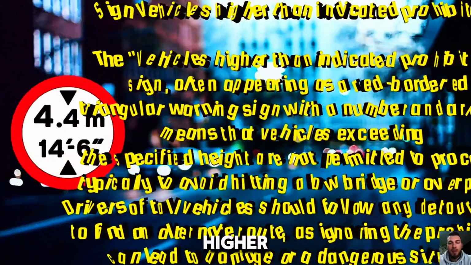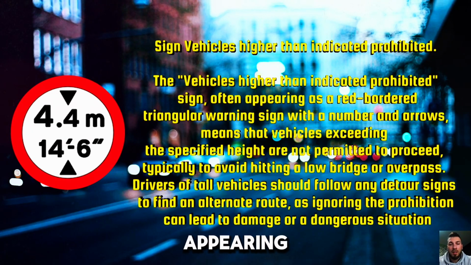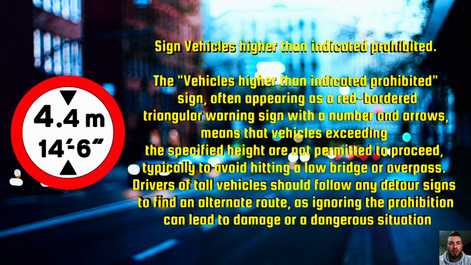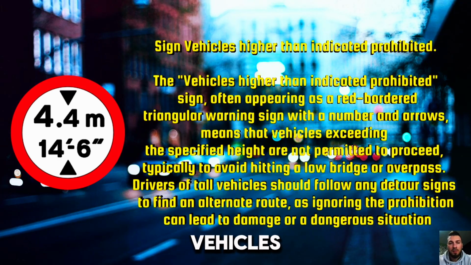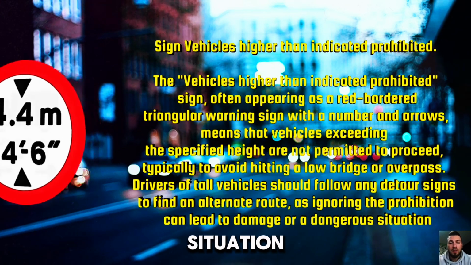Sign: vehicles higher than indicated prohibited. The vehicles higher than indicated prohibited sign, often appearing as a red border triangular warning sign with a number and arrows, means that vehicles exceeding the specified height are not permitted to proceed, typically to avoid hitting a low bridge or overpass. Drivers of tall vehicles should follow any detour signs to find an alternate route, as ignoring the prohibition can lead to damage or a dangerous situation.